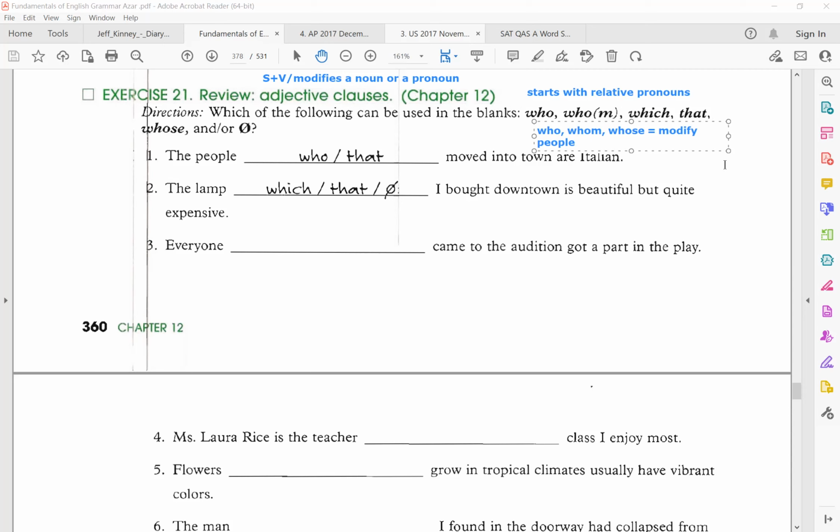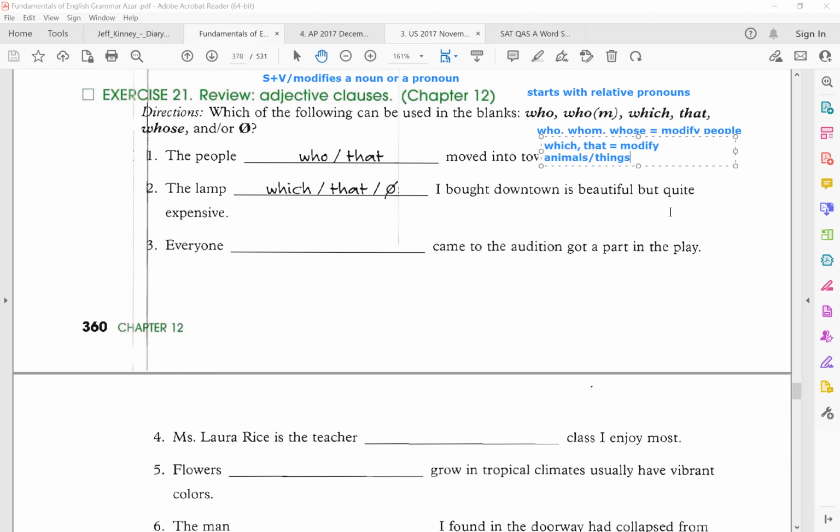Who is used as subject, like I, you, he, she. Whom is used as object, like me, you, him, her. Whose is used as adjective, like my, your, his, her, its. And which and that are used to modify animals or things.